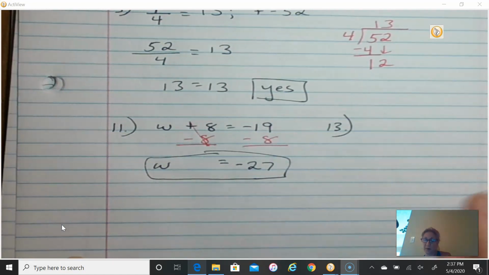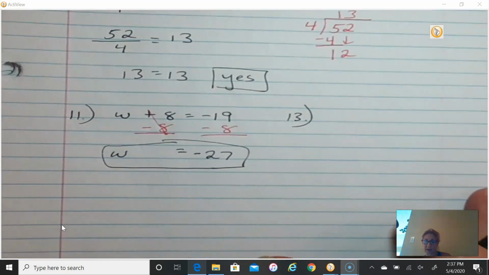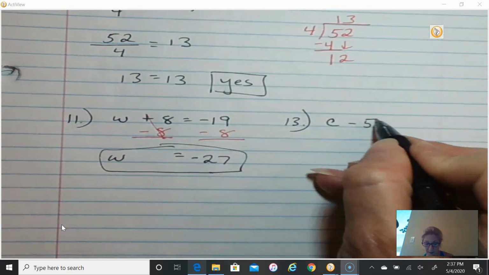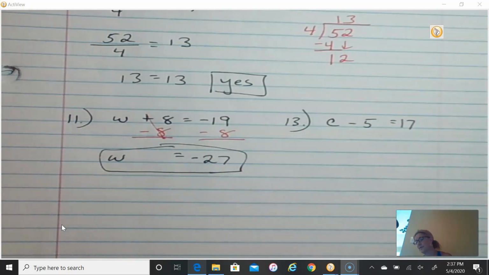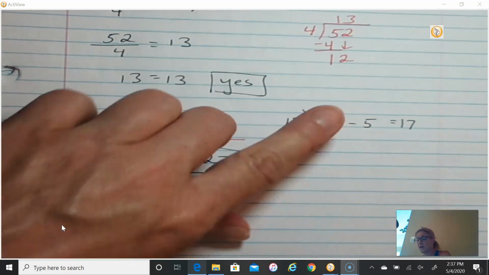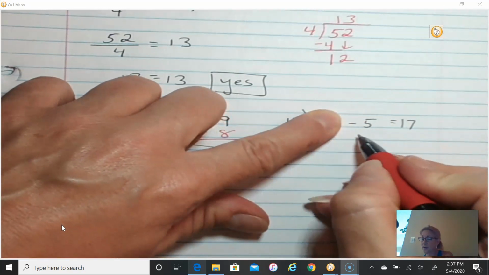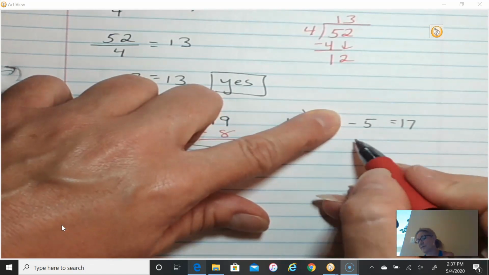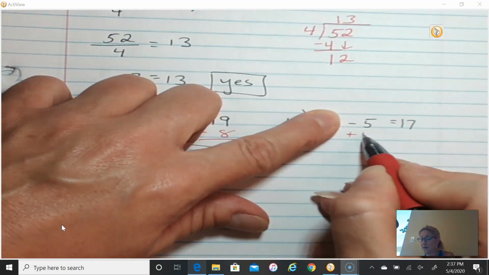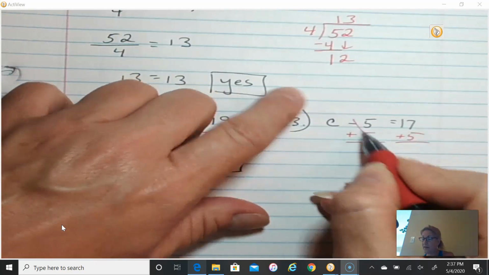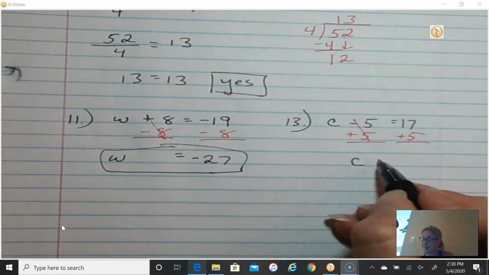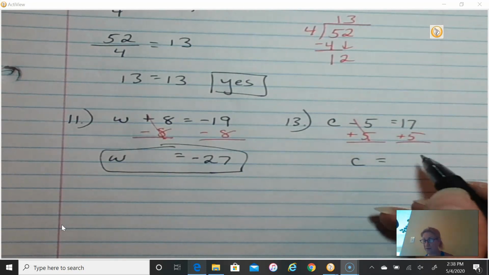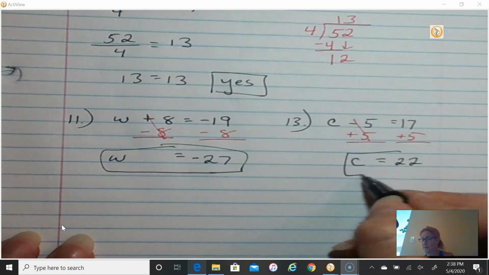Let's do another. Now y'all should be pausing the video, working it, and then coming back to see if you're correct. C minus 5 equals 17. Okay, isolate the variable. We have to get rid of that negative 5. If it's minus 5, the opposite is plus 5. Cancel out. I get C equals. Now they're both positive, so 17 plus 5 is 22. There you go.